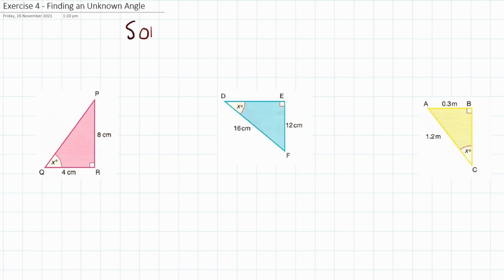SOH, CAH, TOA. And the S stands for sine, which is equal to opposite over hypotenuse. Cosine is equal to adjacent over hypotenuse. And tan is equal to opposite over adjacent.